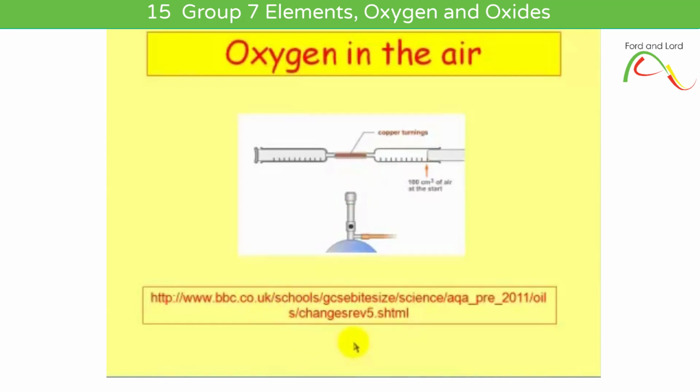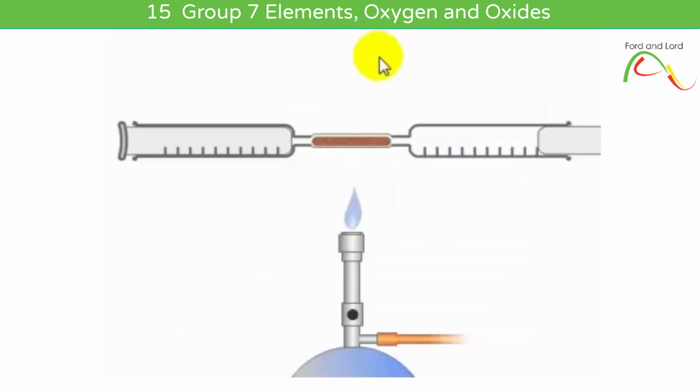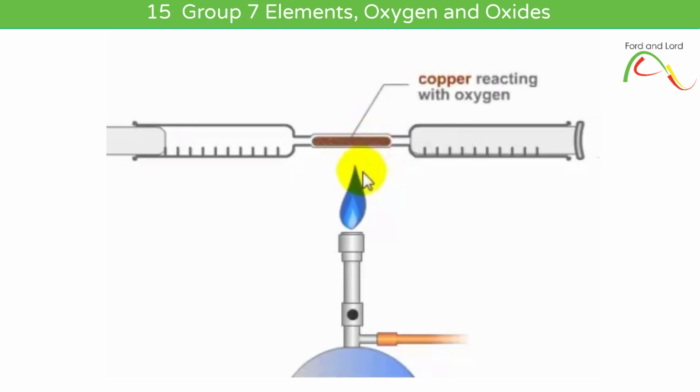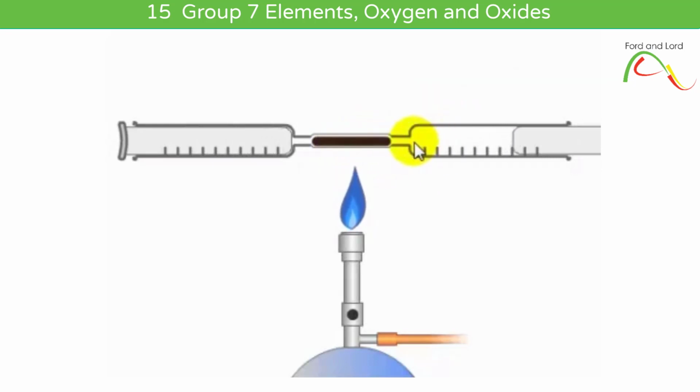Now, let's look at this in detail, shall we? Okay, so here we are looking at this experiment. In here we've got 100 cc's of air, and the moment we're heating up this copper, the copper is being heated by the Bunsen burner, and it reacts with the oxygen inside the air. We keep moving the air back and forth. By using these syringes, we can move the air back and forth over the copper, so copper continues to react with the oxygen. We're forming copper oxide, and the oxygen's been taken out of the air.